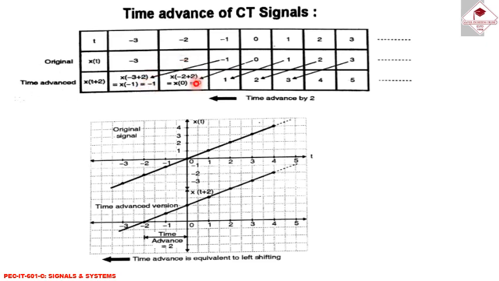Now again for the second case, its position value is minus 2. We are going to time advance the signal by plus 2, then minus 2 plus 2 is equal to x(0). So that means the value at position 0 should be shifted, and it is coming to 0. In that way all other position values are shifted, and the time advance of the continuous time signal can be obtained. And this is the graphical representation for the time advance of a continuous time signal.